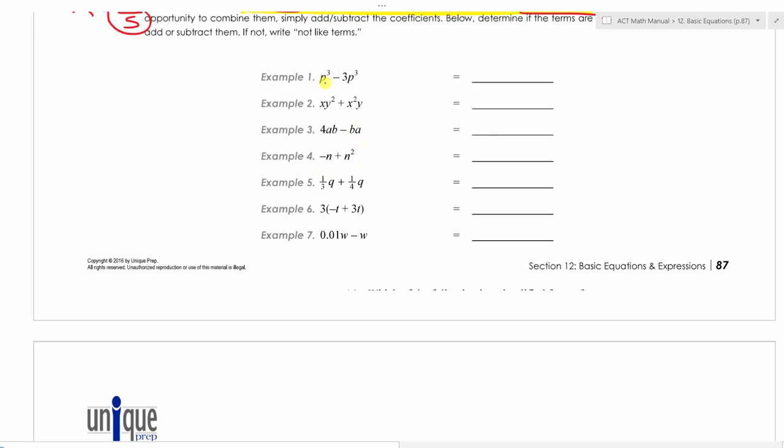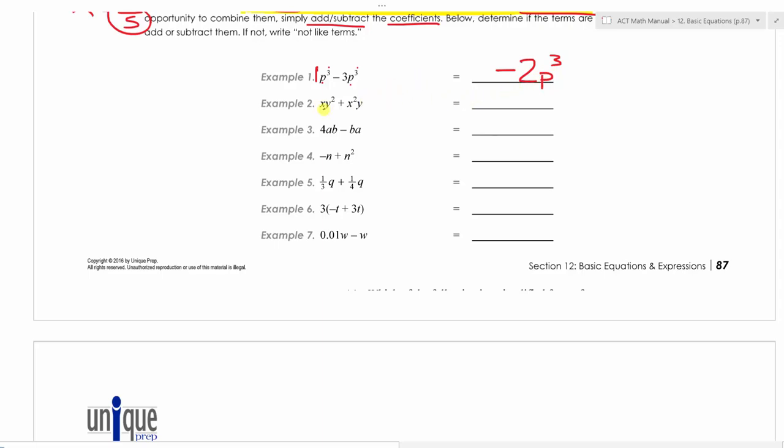Example 1, let's first determine if these are like terms. Do we have the same base? Yes, we do. A p and a p. Do we have the same exponent? Yes, we do. A 3 and a 3. What do we do when we have same base, same exponent? In other words, when we have like terms, what we do is we just add or subtract the coefficients. So what's the coefficient in front of this p cubed? It is a 1. Very good. I heard it from the back of the class. Somebody said it. 1p cubed minus 3p cubed would be negative 2p cubed.